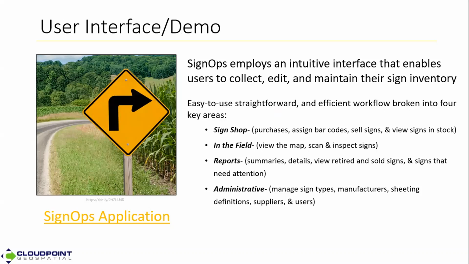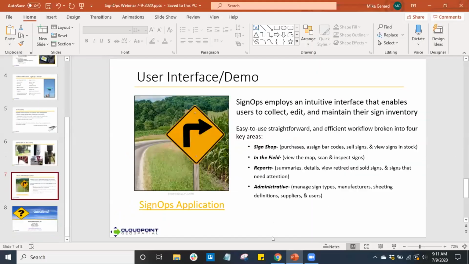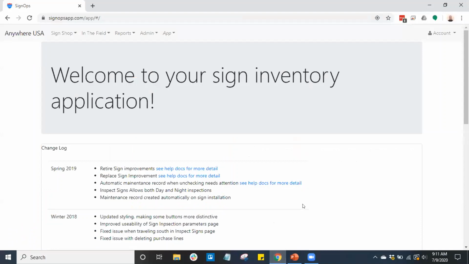And the administrative tab is where we're going to have the administrative users be able to manage their organization's sign types, input manufacturers, sheeting definitions, suppliers, and the users. So at this point, I want to go ahead and take a look at the SignOps application itself. Just kind of a quick run through here and show you some of the capabilities of the solution.